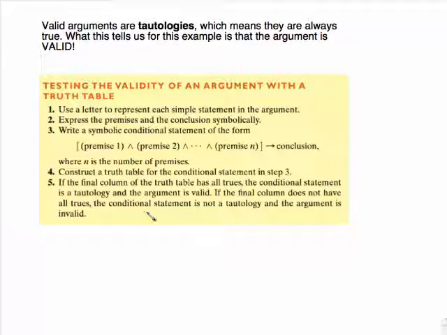So these are your steps, and it might look like it's a whole lot to do, but once you do a couple of these practice-wise, you should be okay. So you use a letter to represent each simple statement like we did for P's and Q's. You express the premises and conclusion symbolically, and you write a symbolic conditional statement in the form of the first part, and the second, and so on, out to the last premise, and then the conclusion. Construct a truth table. If the conditional statement is a tautology, the argument is valid. If the final column does not have all truths, the conditional statement is not a tautology and the argument is invalid. Sounds complicated, but let's do several, and I hope you will catch on.